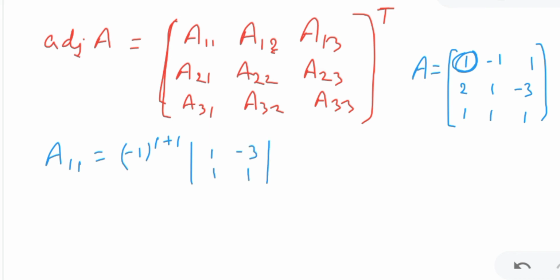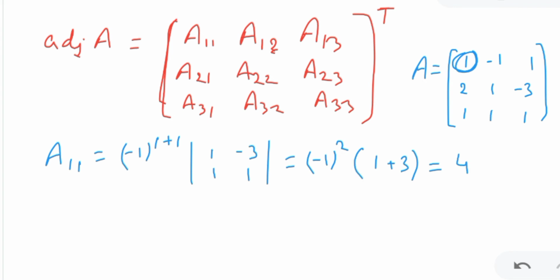Now I am simplifying. Minus 1 to the power 2, and this will be 1 into 1. So 1 into 1 is 1, minus 3 into 1 is minus 3, so minus minus, I will write plus 3. Minus 1 to the power 2 means 1, minus to the even power will be 1. So 1 into 4 will be 4.